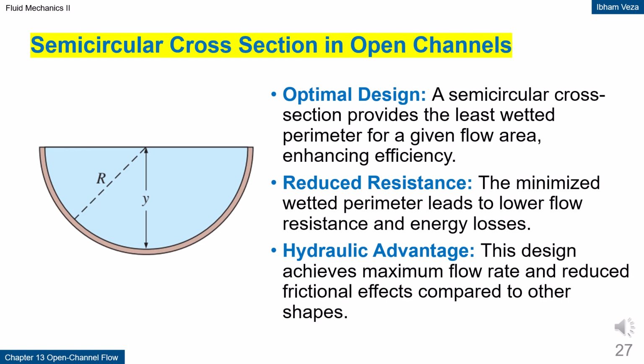Semicircular cross-section in open channels. A semicircular cross-section provides the minimum wetted perimeter for a given flow area. With a smaller wetted perimeter, frictional resistance becomes lower. As a result, the hydraulic efficiency becomes higher compared to other shapes. This design allows the maximum discharge for given conditions. Theoretically, this shape is considered one of the most efficient cross-sections.